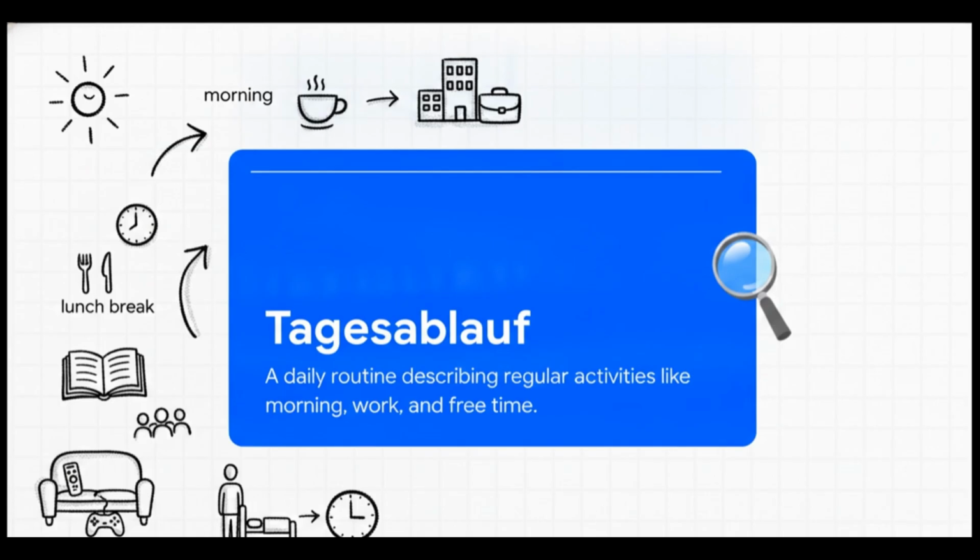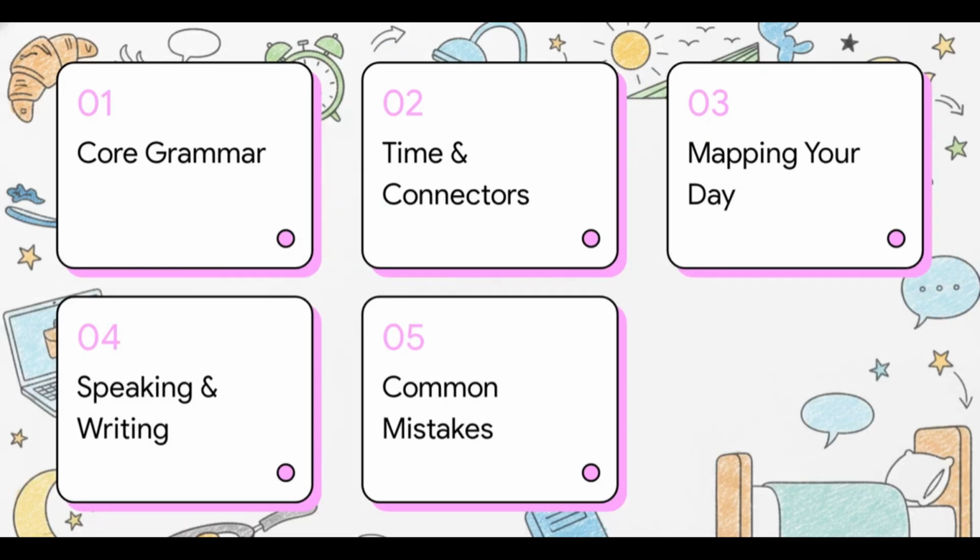So a simple sentence would look something like this. Ich stehe morgens 6 Uhr auf, meaning I get up in the morning at 6 o'clock. Simple enough, right? But to build out your entire day, we need a few specific tools. Here's our quick roadmap for this explainer. 1. Core grammar and word order. 2. Time and connectors. 3. Mapping your day. 4. Speaking and writing. And finally, number 5. Common mistakes.